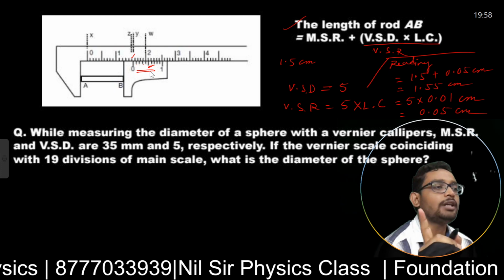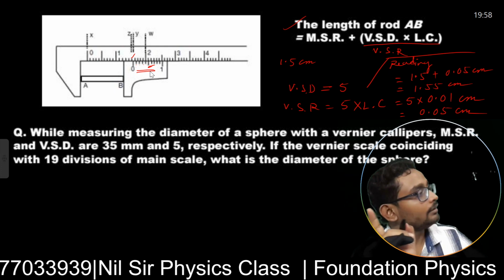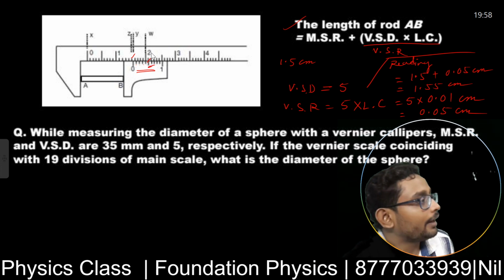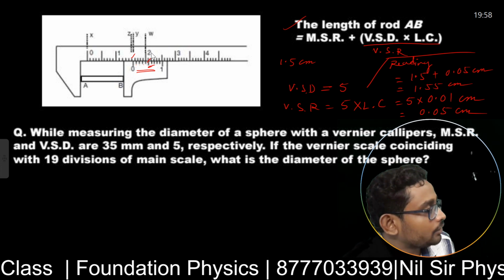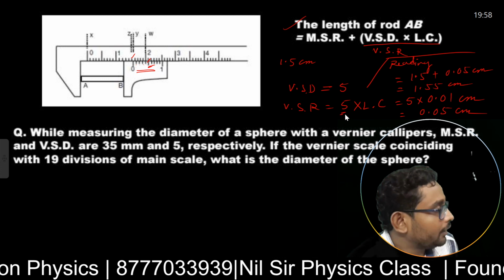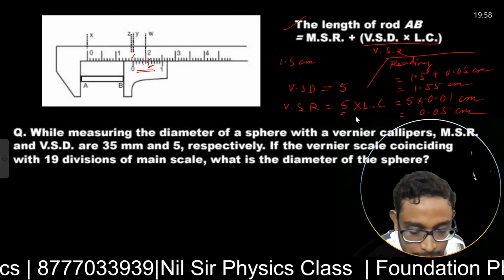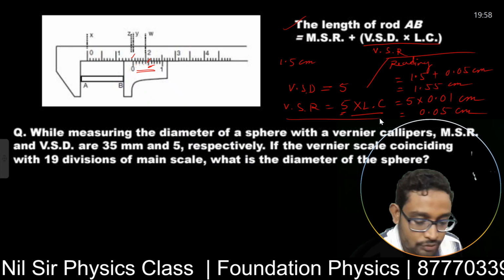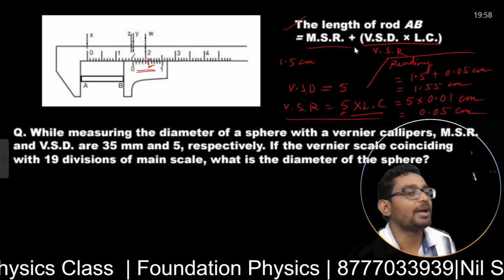We can see here that the vernier scale division coincides with the main scale division. So we take the vernier scale division, multiply by the least count, which gives you the vernier scale reading. Your reading will be main scale reading plus vernier scale reading.